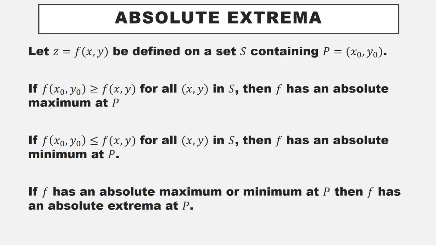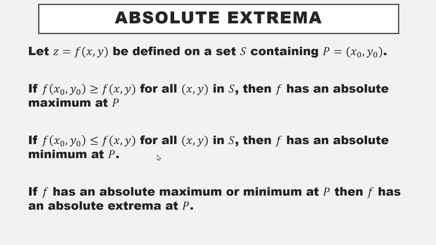So basically, if you think about this as a surface, what we're saying is that if plugging in P gives us the highest point on that surface, then we get an absolute maximum at P. If by plugging in P, I get the lowest point on that surface, then I have an absolute minimum at P.